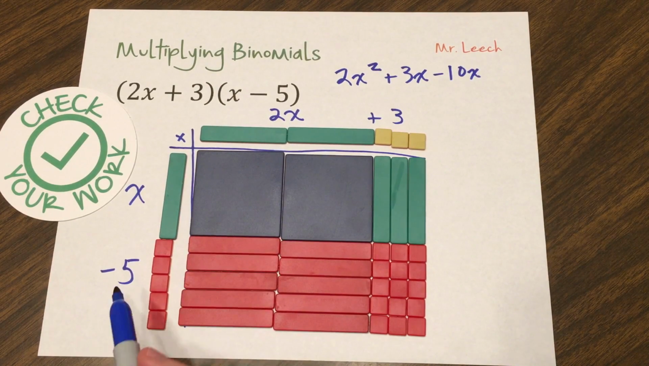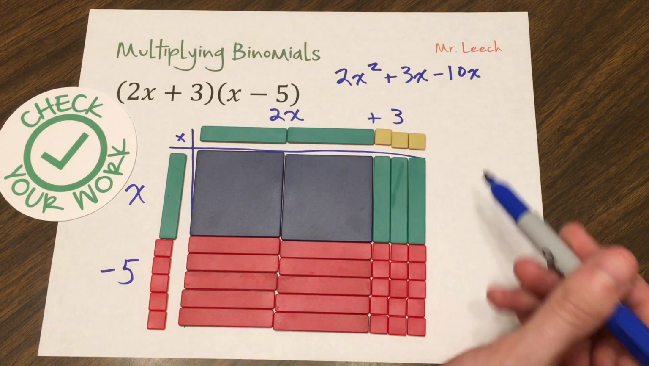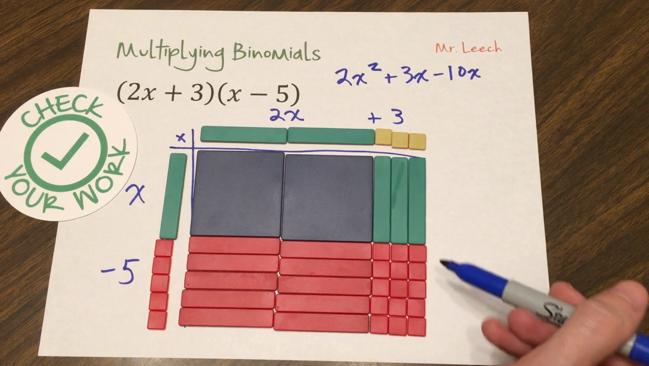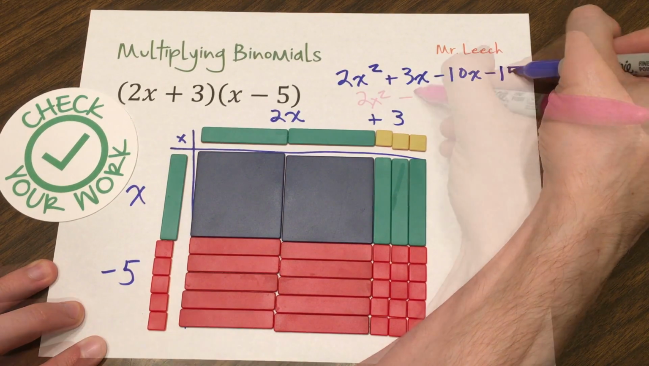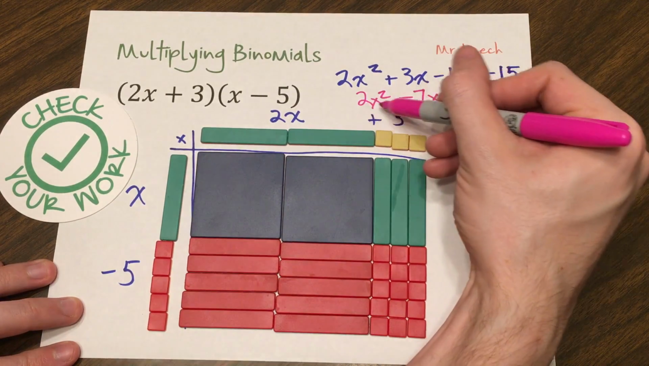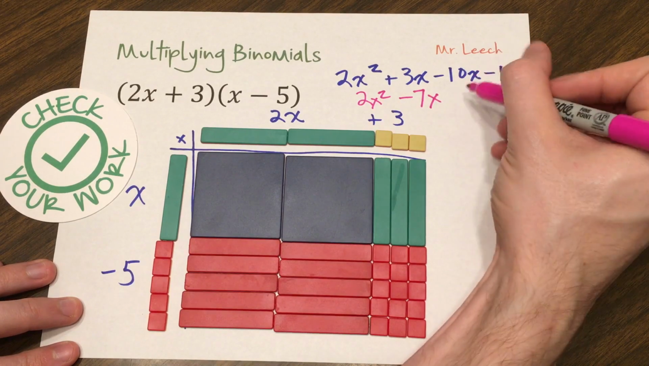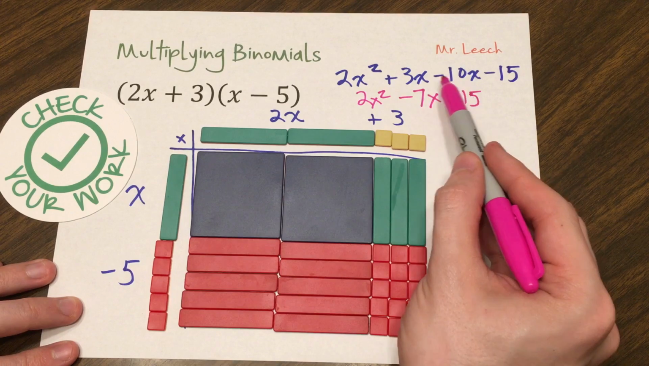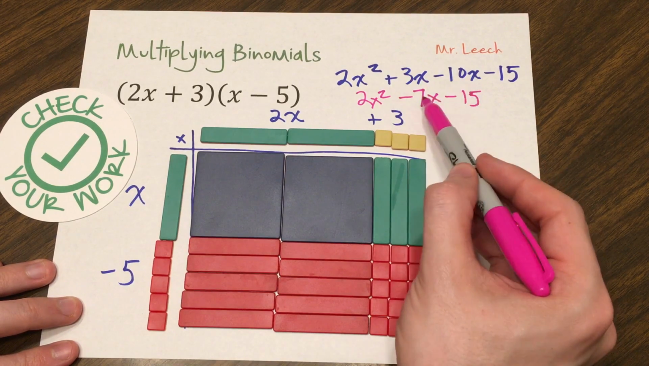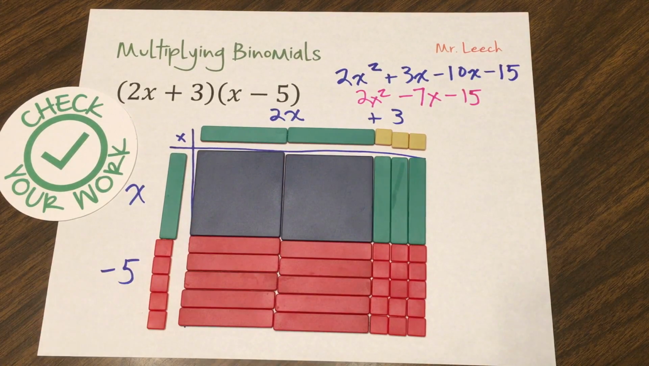And then lastly, negative 5 times positive 3 will give us this negative 15. So the final answer is 2x squared minus 7x minus 15, because the negative 10x and the positive 3x will add together to be negative 7x.